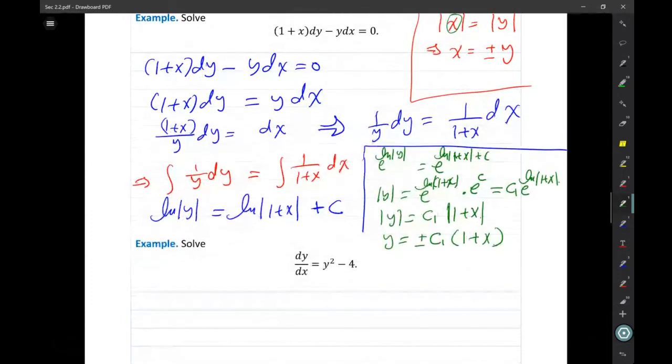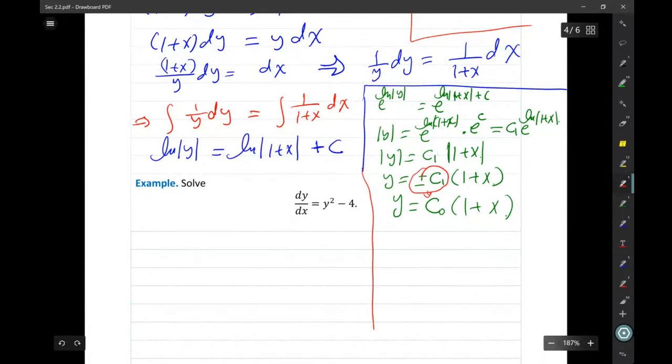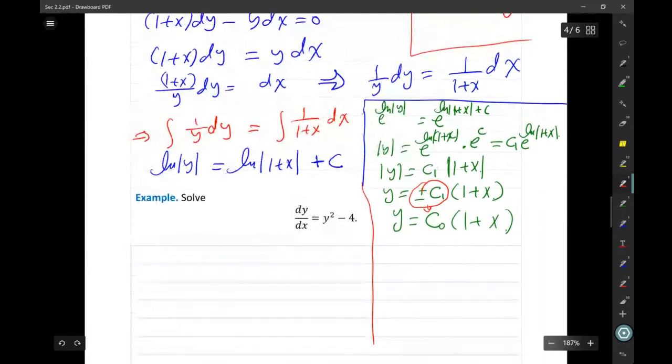So I will have two solutions, either a positive or a negative constant. But whatever the constant is, C1 positive or negative, this means y is equal to a constant C naught times 1 plus x, because I just renamed the positive or negative constant as another constant called C naught. Now, how will I check if my solution is correct or not?